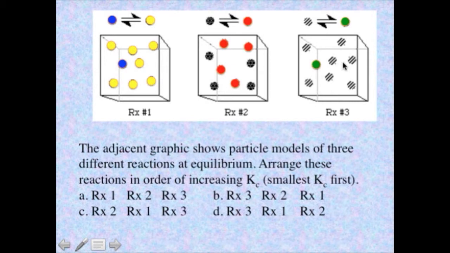Conversely, over here, where the green ball is the product, there's very little product, and most are reagents. So the K value for this is going to be very, very small. Reaction 2 has about equal concentrations of both product and reagents. So this is going to be somewhere in the middle. So in order of increasing K, this is the smallest, this is in between, and reaction 1 is the largest.